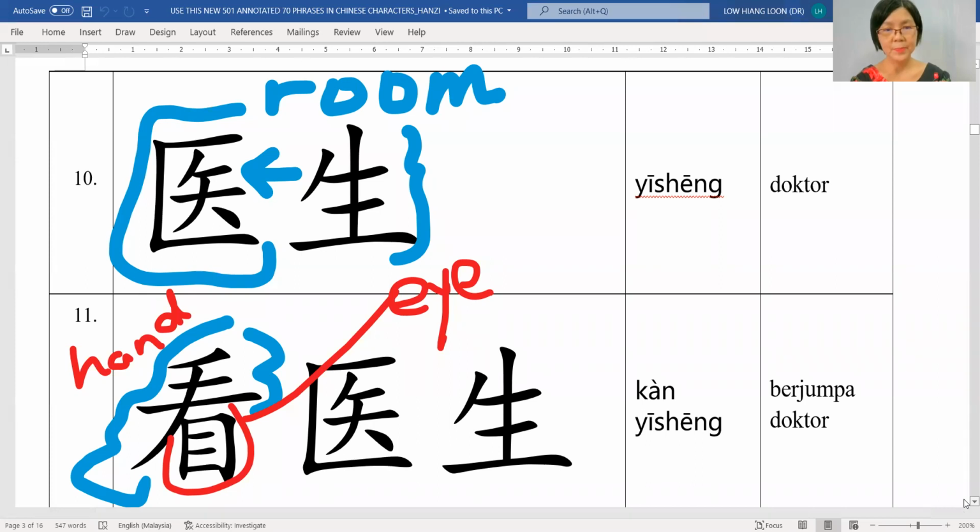Next number. Number 3, number 11, Kang Yisheng, berjumpa doktor. The first character is like a hand, and then under that, the circle represent eyes. So we always put our hand at our eyes to reduce the amount of sunlight. And then the next character is like a people who are going to enter a consultation room. The consultation room is the second character, and the people is the third character. So it's Kang Yisheng, berjumpa doktor.